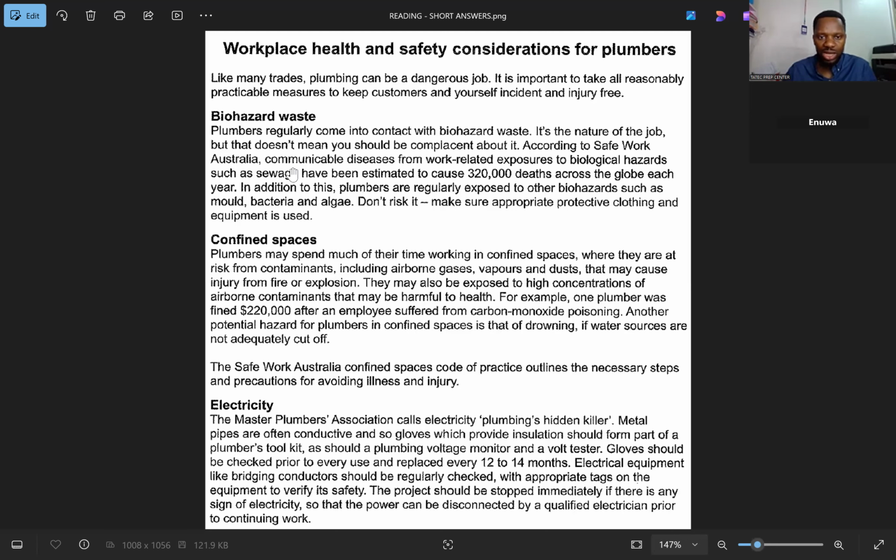According to Safe Work Australia, communicable diseases from work-related exposures to biological hazards such as sewage have been estimated to cause 320,000 deaths across the globe each year. In addition to this, plumbers are regularly exposed to other biohazards such as mold, bacteria, and algae. Don't risk it. Make sure appropriate protective clothing and equipment is used. So let's quickly go to where we have the question.